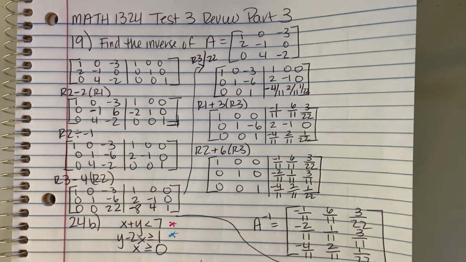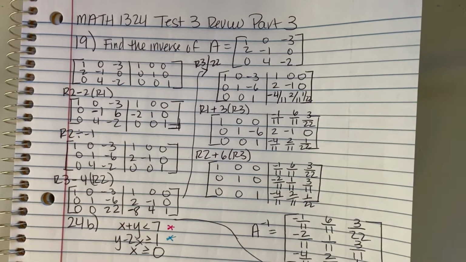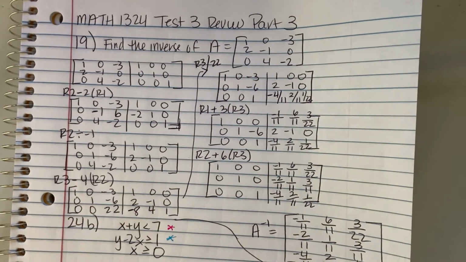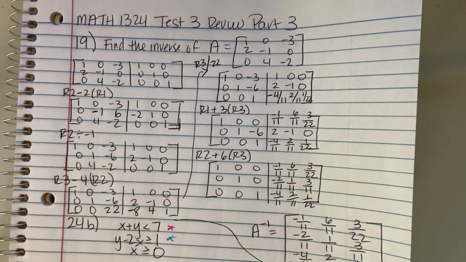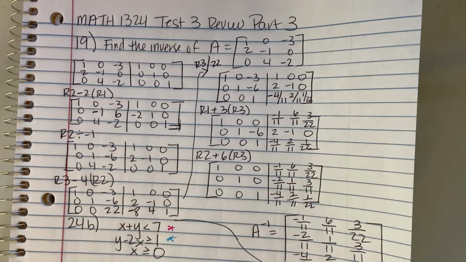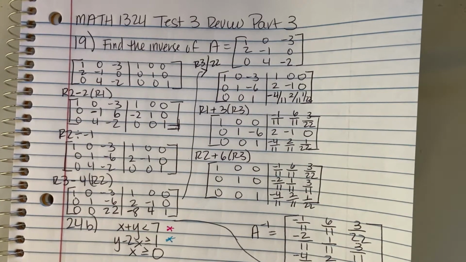Okay, business algebra last review questions. The inverse of the 3 by 3 matrix, number 19, and number 24b, which was on page 15 of the review, which is the only thing after page 10 that you need. It's systems of inequalities. So to find the inverse of a 3 by 3, it's the same as finding the inverse of a 2 by 2, only there's more work.